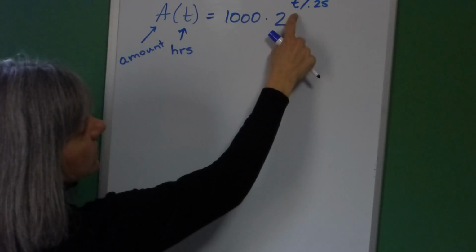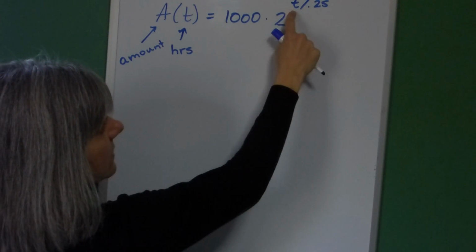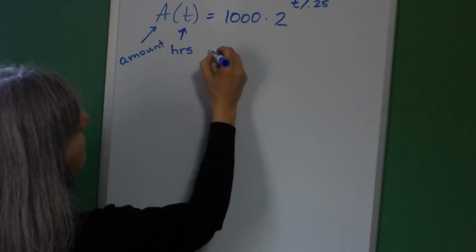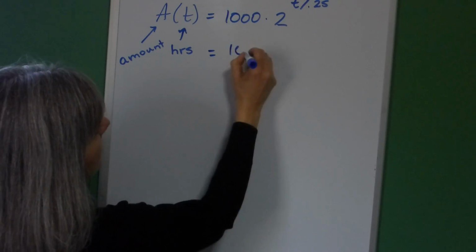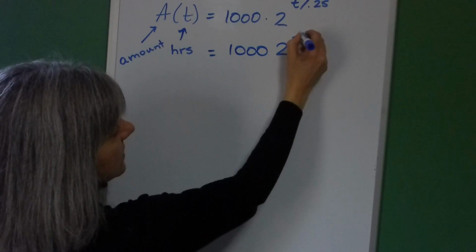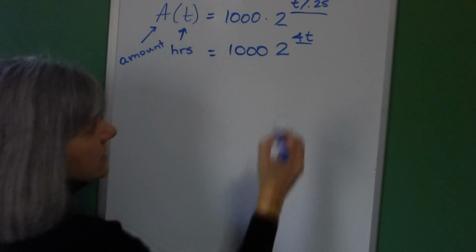So when T is 0.25, I get 2 to the 1, I've doubled. When T is 0.5, I get 2 squared, I've doubled again. All right, so let's clean this up a little bit. We can then write it this way. Dividing by 0.25 is the same as multiplying by 4. So I can change this to this.